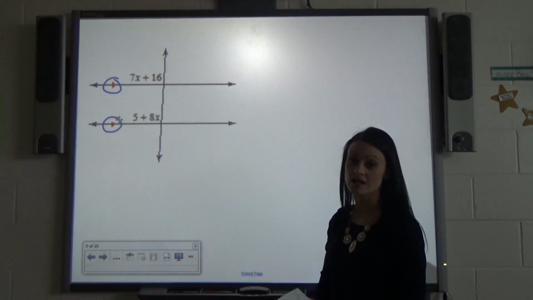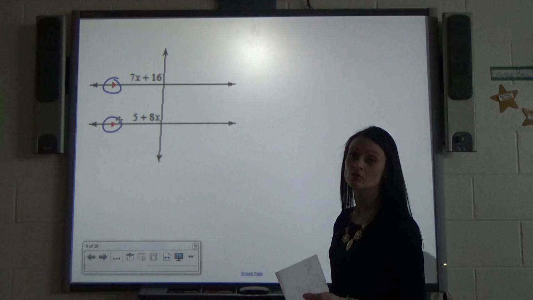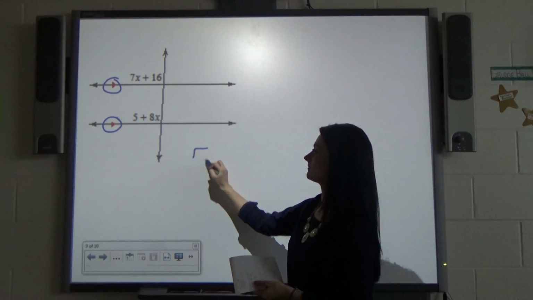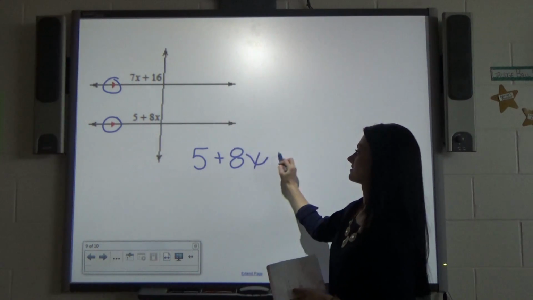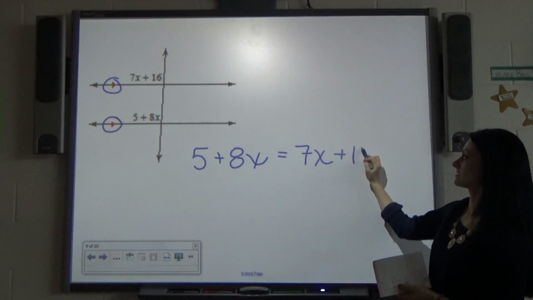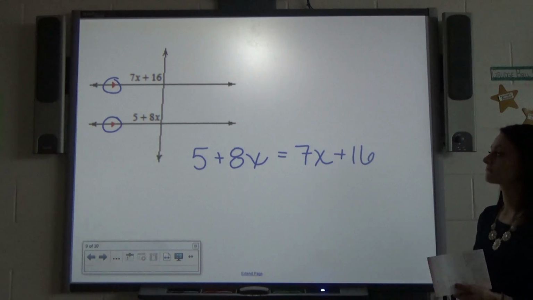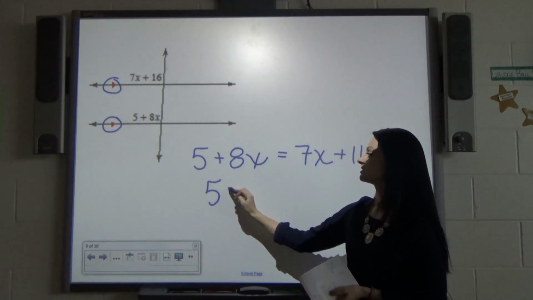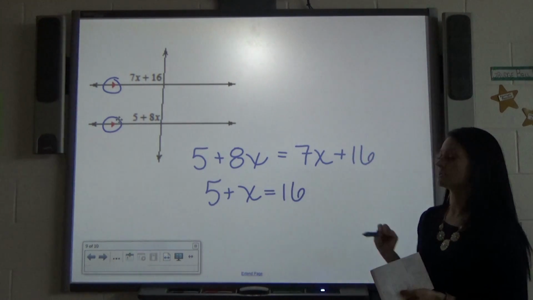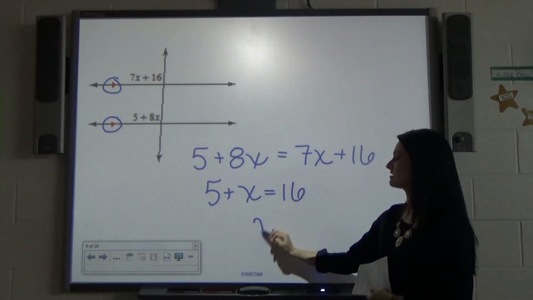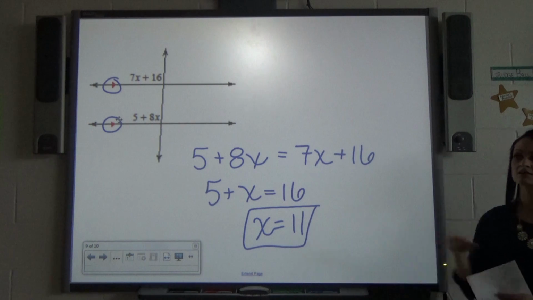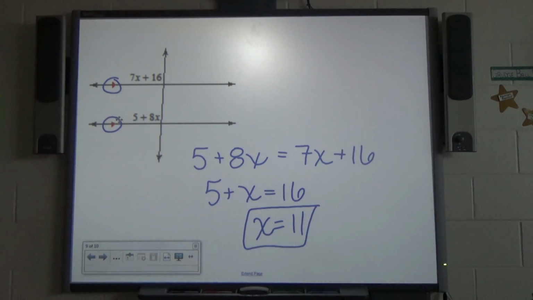Since these are corresponding angles, I know that they're congruent, which means I can set those 2 expressions equal to each other. So I'll have 5 plus 8x equals 7x plus 16. And now I can go through and start solving for x. I'm going to subtract 7x first, which would give me 5 plus x equals 16. And then I'll subtract 5 and get that x is equal to 11. And again, x does not represent the actual angle measurement. It represents a piece of the expression.